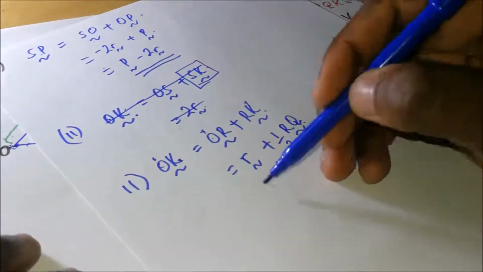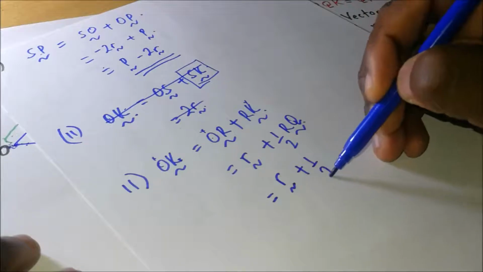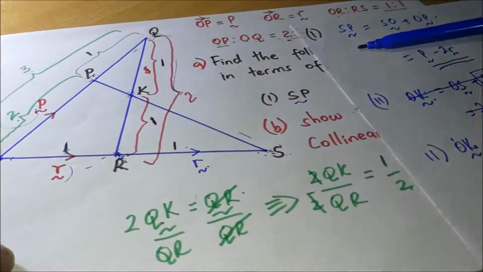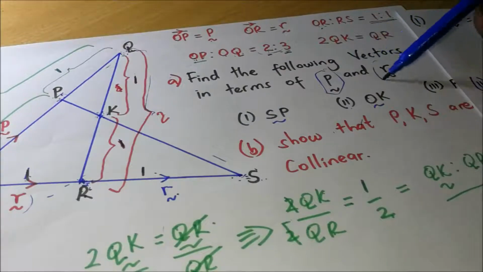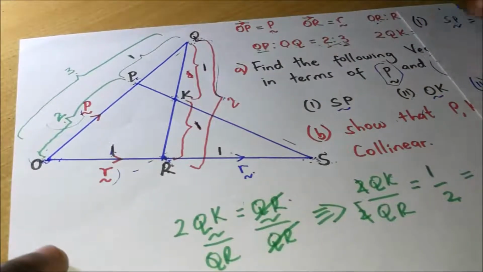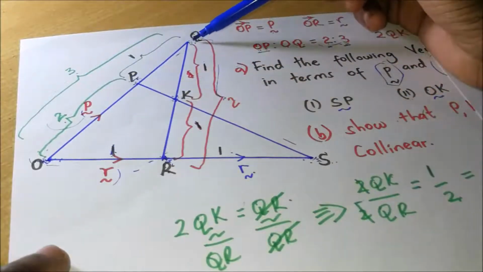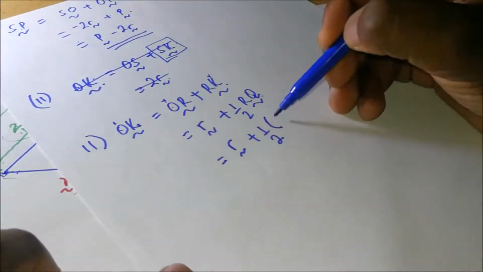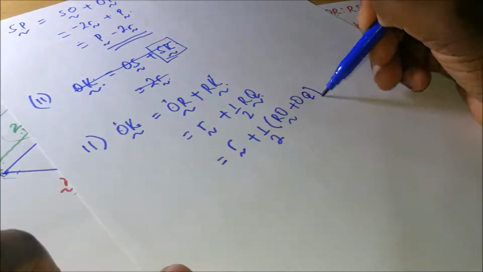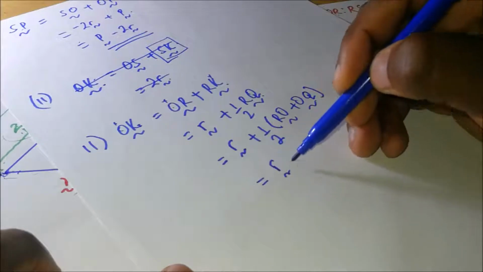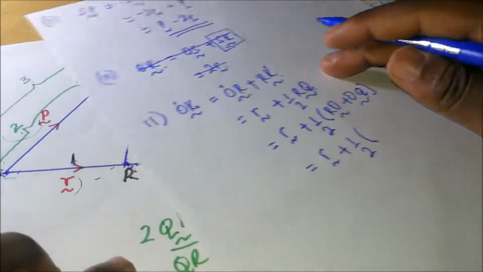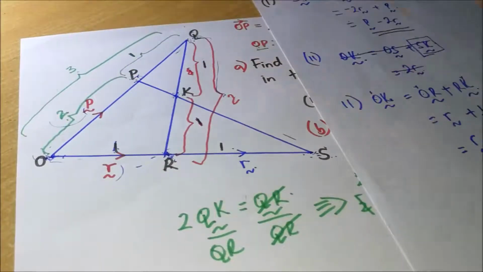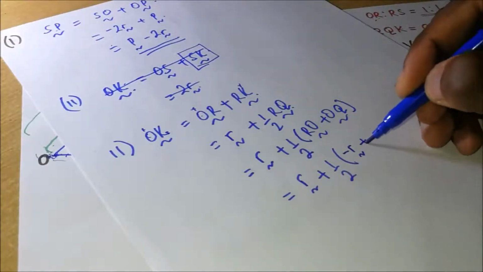So the issue now is what is RQ. So our next level is going to be R plus a half RQ. We want to make sure that our answers only have P and R. So to get RQ in terms of P and R, we use this root because they're the ones that are labeled. So it's going to become RO plus OQ. So we shall come right here and say it's going to be RO plus OQ. So that's going to become R plus a half into RO. Right here we have RO as negative R. So RQ is negative R plus OQ.